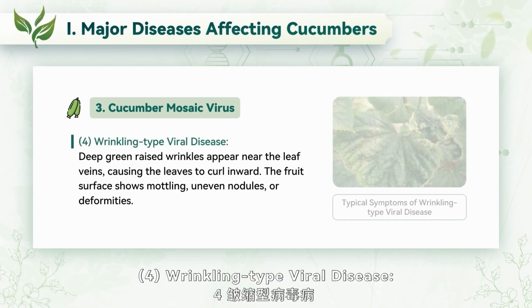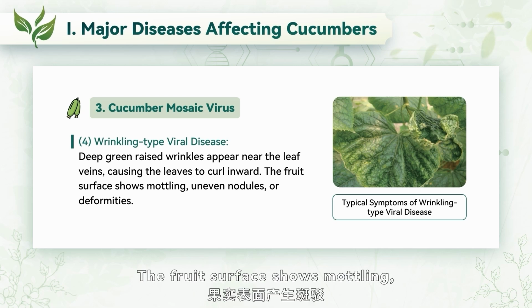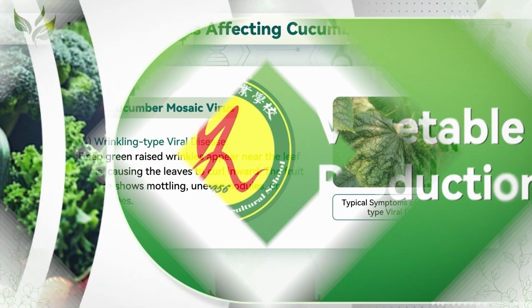4. Wrinkling type viral disease. Deep green raised wrinkles appear near the leaf veins, causing the leaves to curl inward. The fruit surface shows mottling, uneven nodules, or deformities.